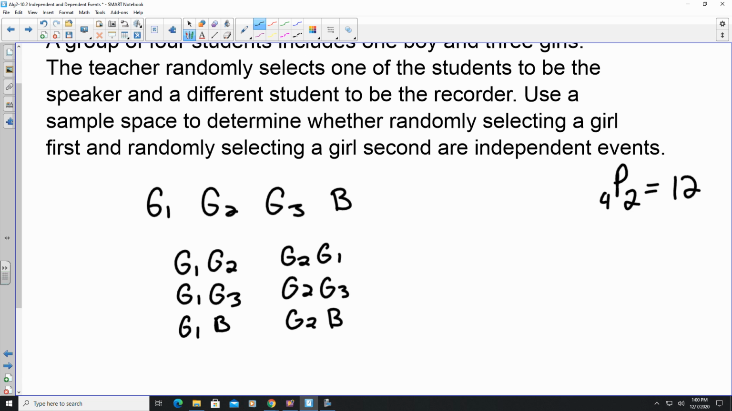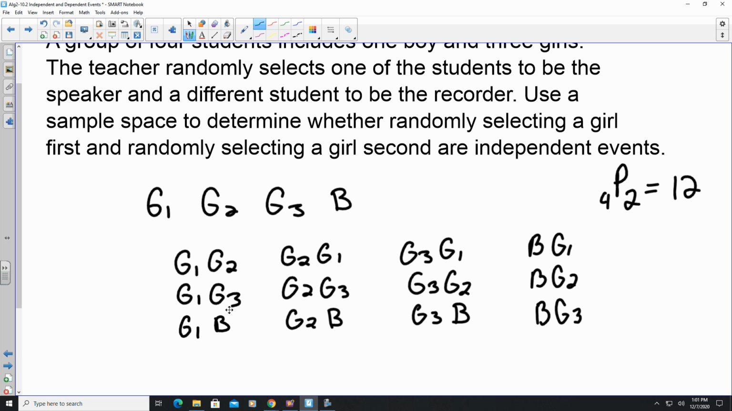Now if we go everybody that starts with girl 3, so now I got girl 3, girl 1, girl 3, girl 2, girl 3, and we have the boy. Now I'll show you where each scenario where the boy gets chosen first. So now I got boy, girl 1, boy, girl 2, boy, and girl 3. So 1, 2, 3, 4, 5, 6, 7, 8, 9, 10, 11, 12. So that's where I was able to get the 12 from. So there's 12 possible outcomes.